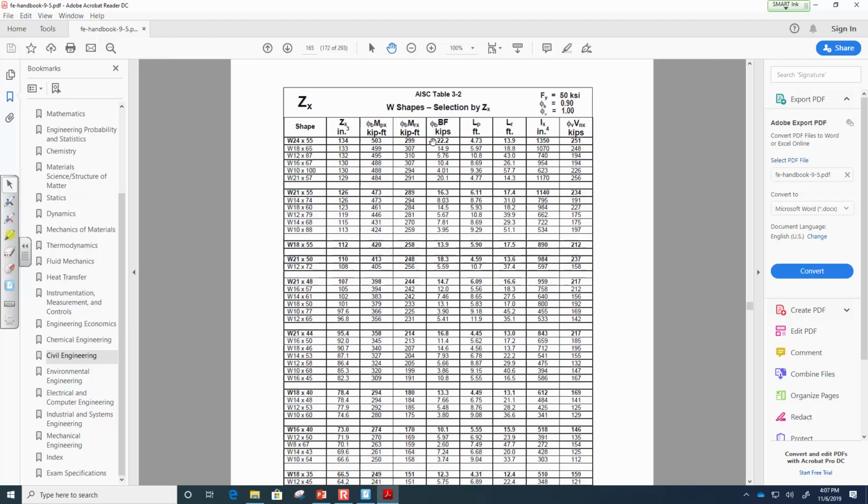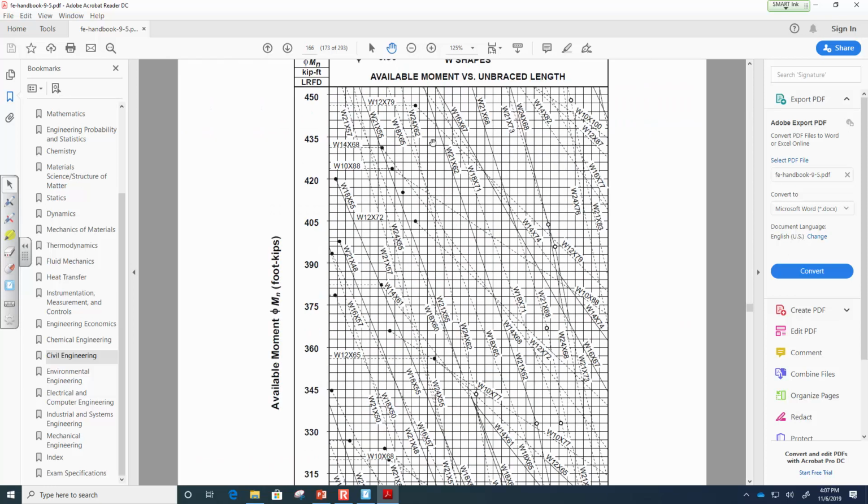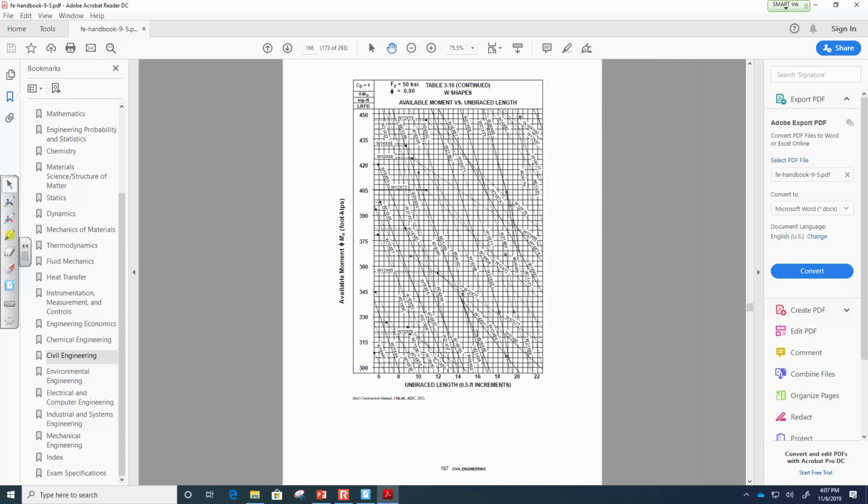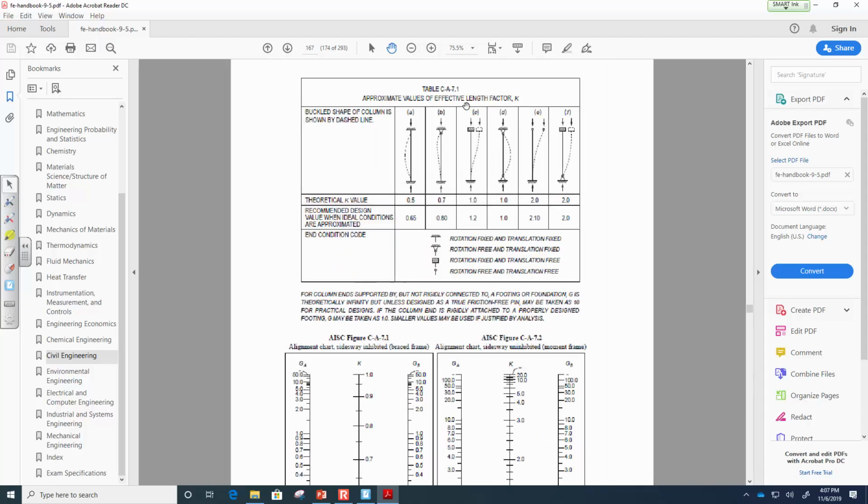Let's see what else. Remember these? Anybody remember these? So what do you do with these? If you're trying to determine beam design, you go on the x-axis with your unbraced length, the y-axis with your available moment capacity. Find that point, and then which direction do I look to find a usable shape? Up and to the right. And then where do I stop? The first solid line, because the first solid line is the most economical within that given region.